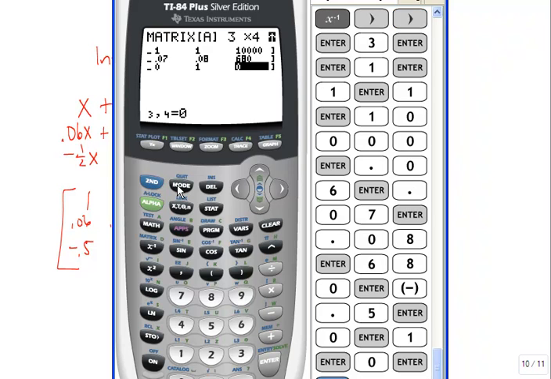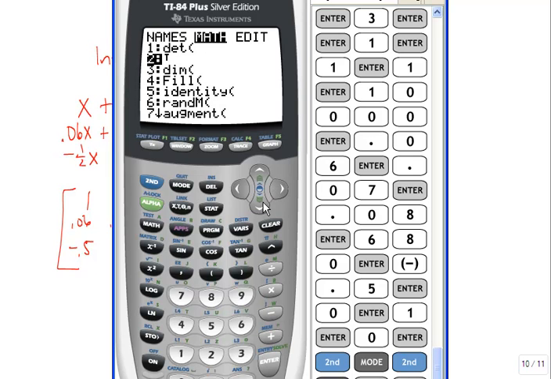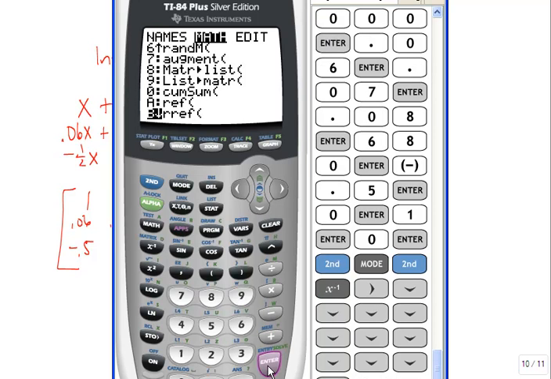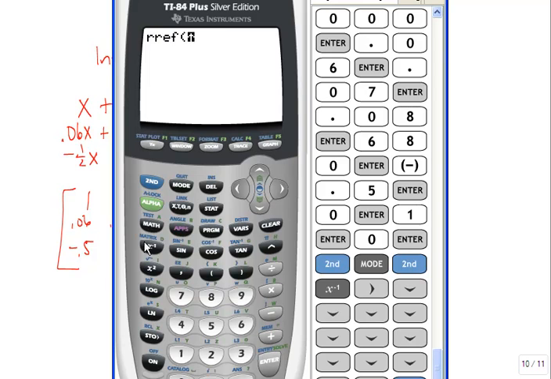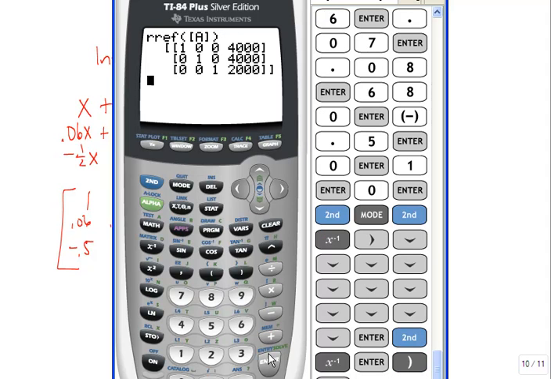Let's quit and go to our home screen, and then we're going to hit matrix. We're going to go over to math, and we're going to arrow down to our reduced row echelon form, and we want to do it on matrix A. And you can imagine with all those decimals in there, this is definitely not something you'd want to do by hand. So here's our reduced row echelon matrix. Nice triangular form, zeros below and zeros above, so these numbers on the right side are exactly what my solutions are. So x is 4,000, y is 4,000, and z is 2,000. So let's write that down.